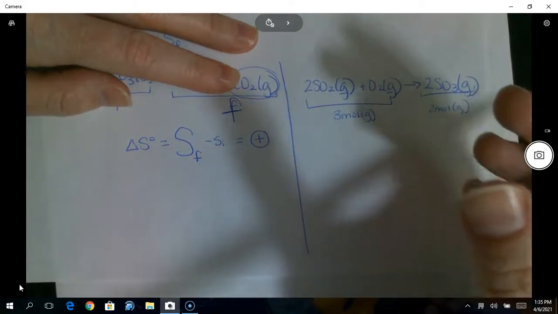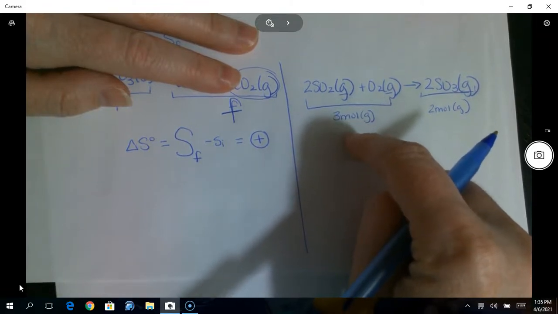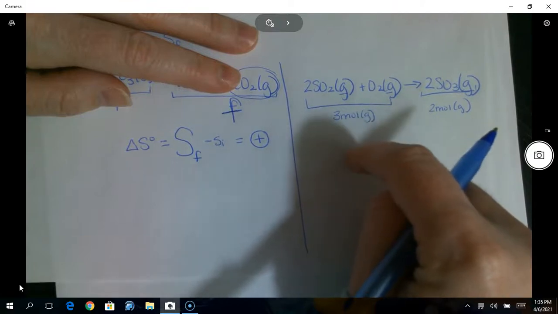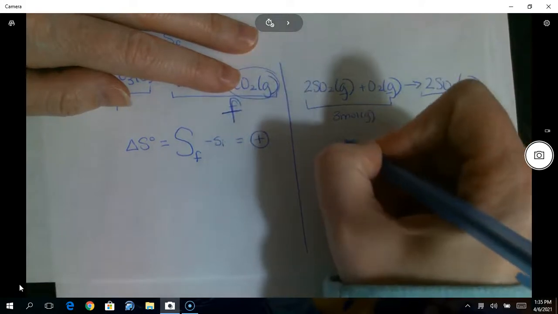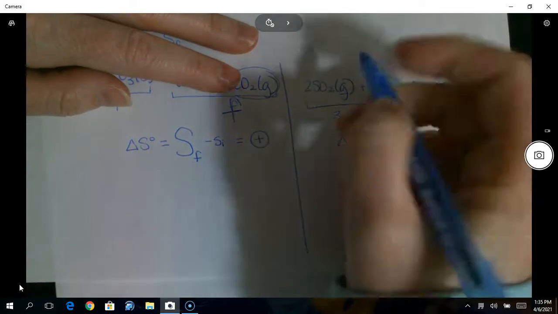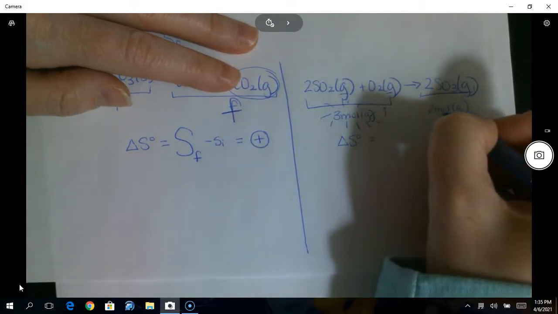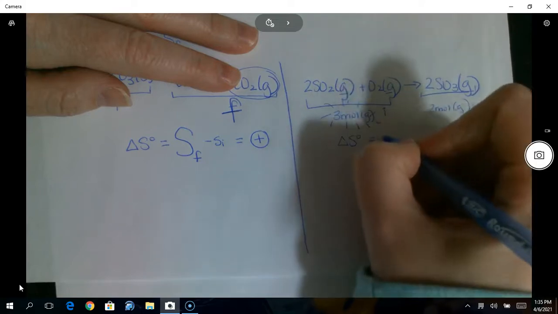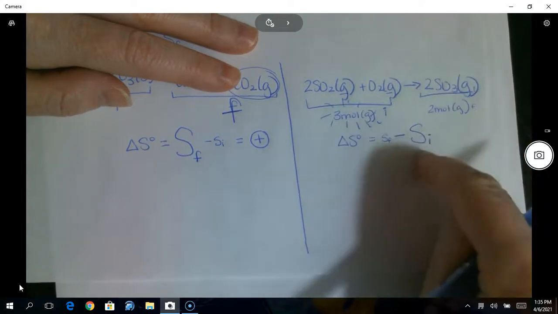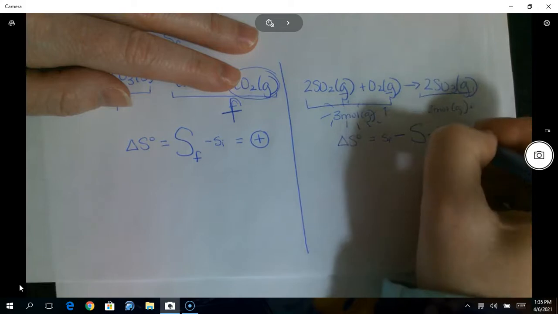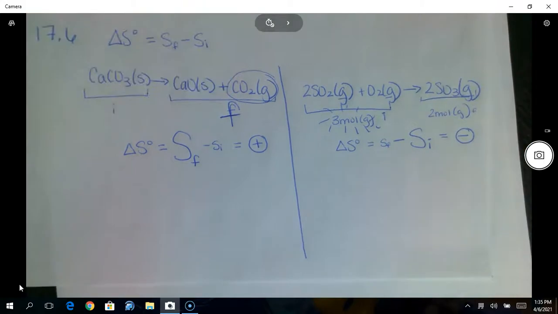So if I'm talking about disorder, then this is going to have more disorder, or more places to put the energy, more variations of where we can put our energy, because we have more stuff. So if I look at my delta S, this is going to be my big side, my initial, and this is going to be my small side, my final. So I have a small final minus a lot of initial entropy, a lot of disorder to start. So this is a small number minus a big number. That's going to give us a negative entropy change.